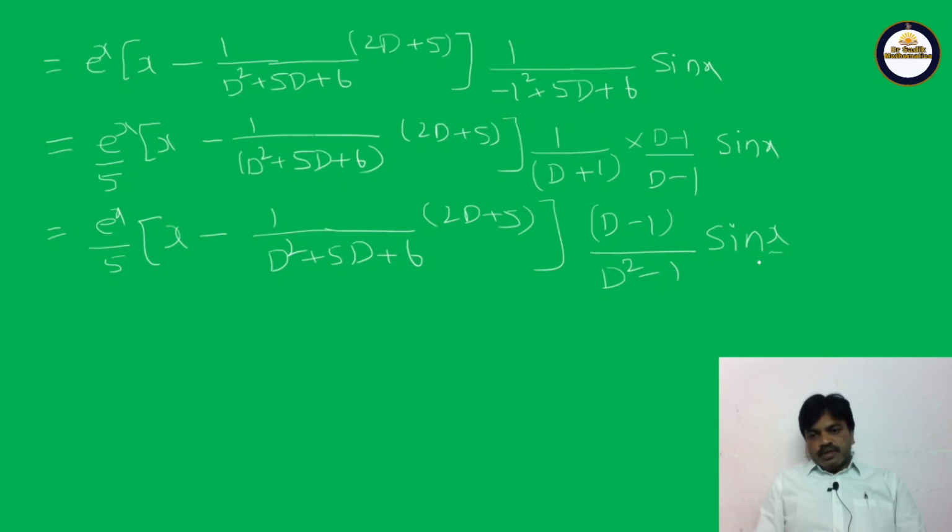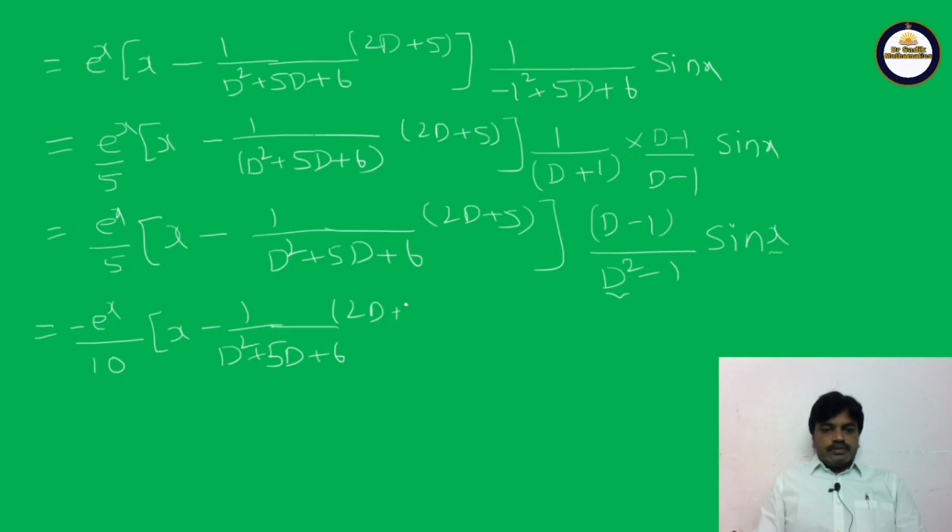Now we replace D square by minus 1 square, friends. Minus 1 minus 1, we get minus 2. So that is equal to e power x by, we get minus 2, friends. So minus 2 into 5, minus 10. So we write here minus 10 into x minus 1 by D square plus 5D plus 6 into 2D plus 5. Bracket close. Now multiply with sin x, friends.